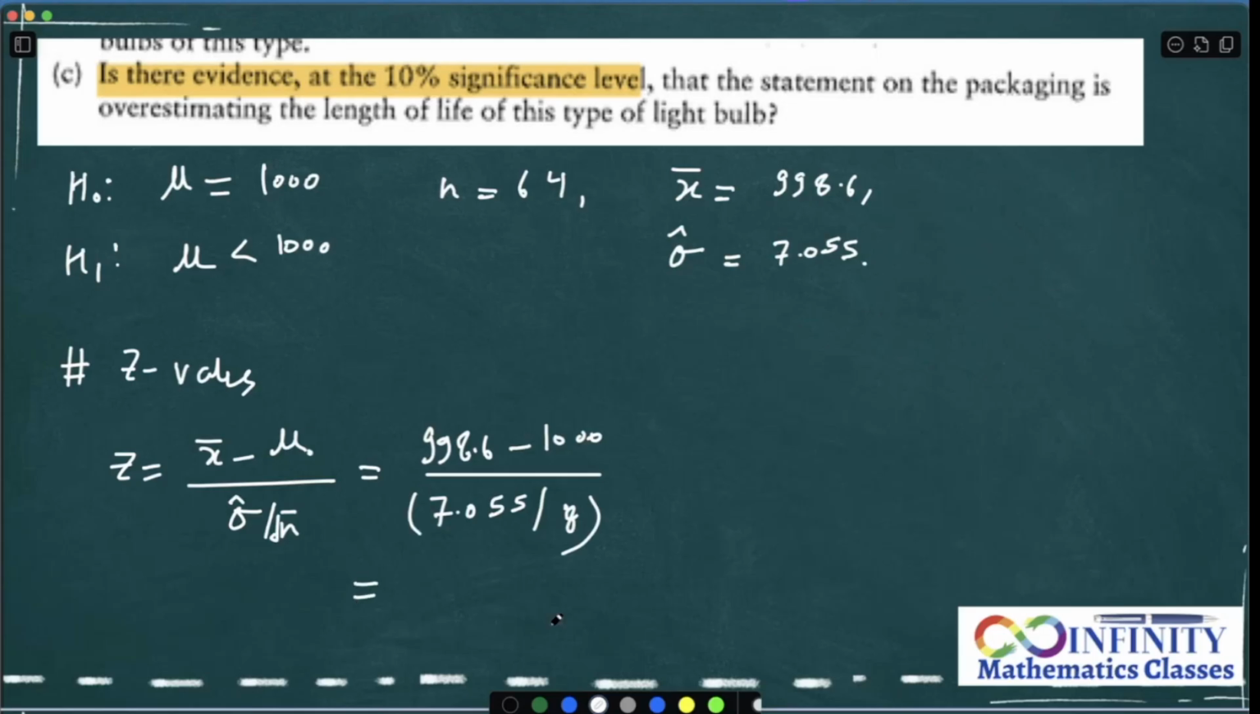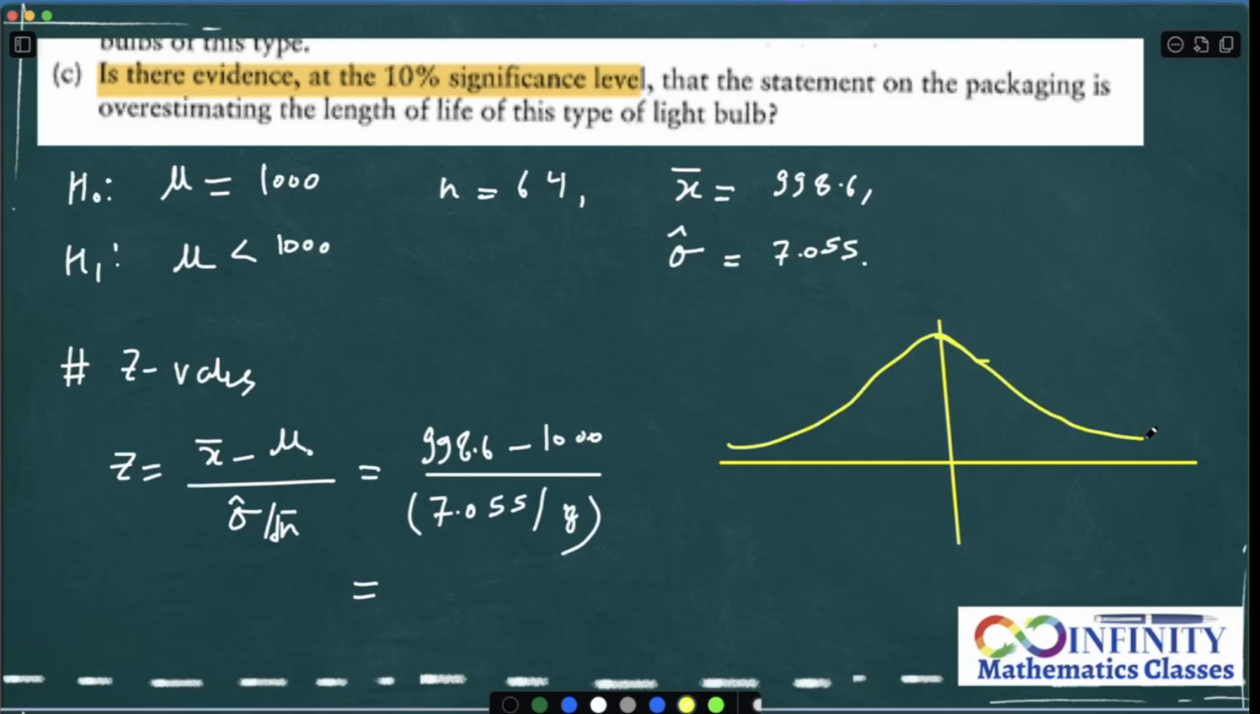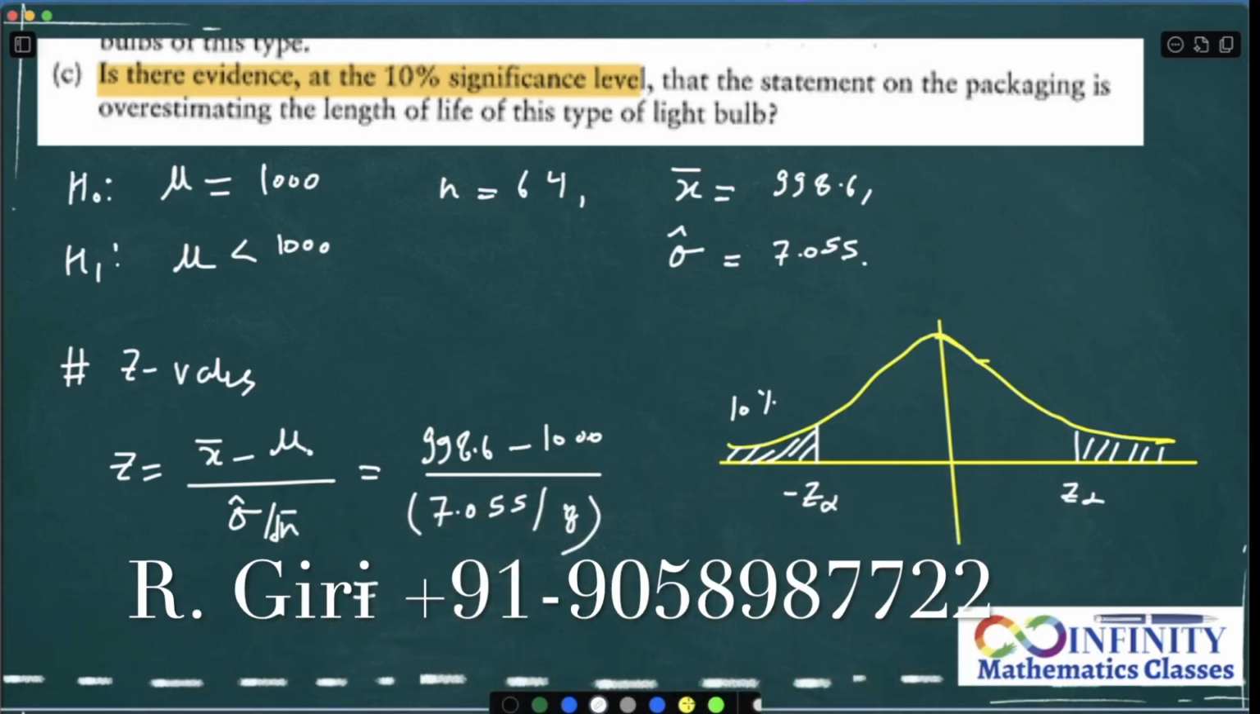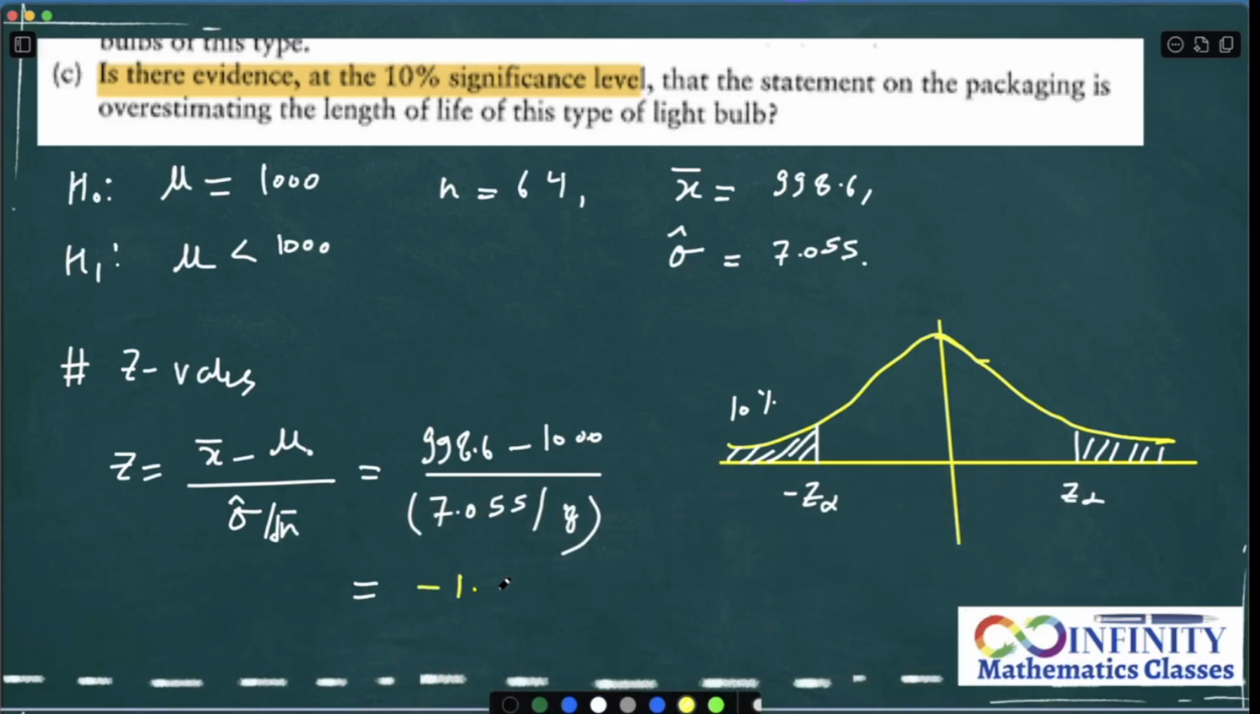Can you use the calculator to calculate this value? So 998.6 minus 1,000, divided by 7.055 divided by 8. I'm getting minus 1.58. Let me just check the value. Yes, minus 1.587.